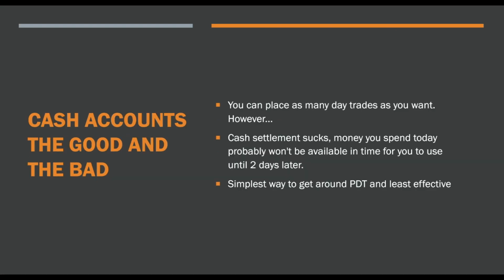So cash accounts. You can place however many day trades you want as long as you have the cash for it. However, settlement of the cash you usually use will take 1 to 2 days. This means money that you used on Monday to trade won't be available till Wednesday for more trading. This is the simplest way around PDT rules, but the least effective as it really limits your profitability, and it also is my second least favorite option. So this is the second to last option I would ever want somebody to choose.